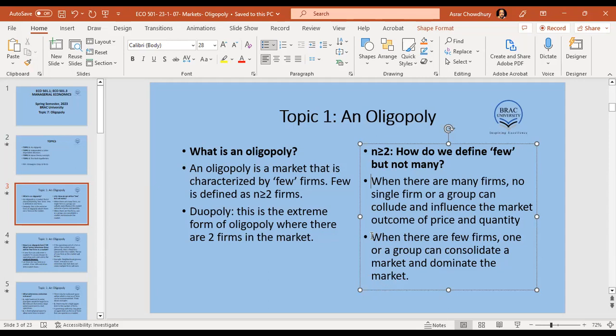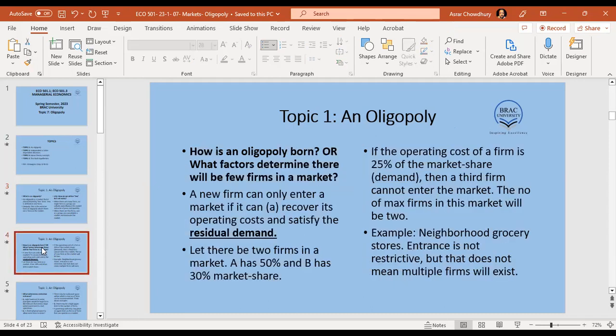When there are few firms, what will happen? There is a possibility they can consolidate the market and dominate the market. Another possibility is that the total market share of one firm is very large, so they become dominant firms.